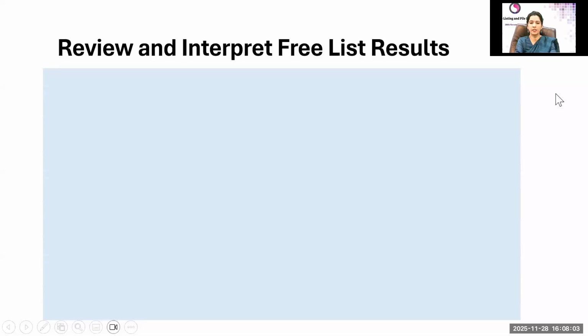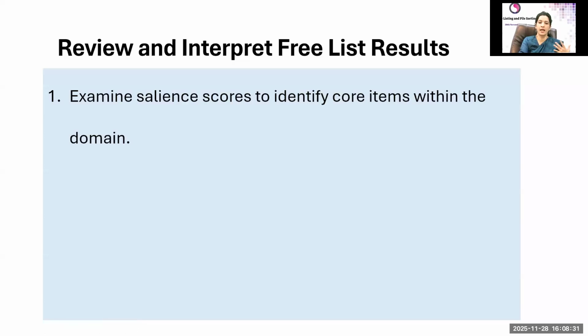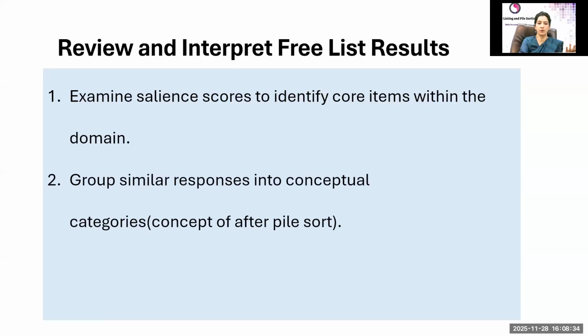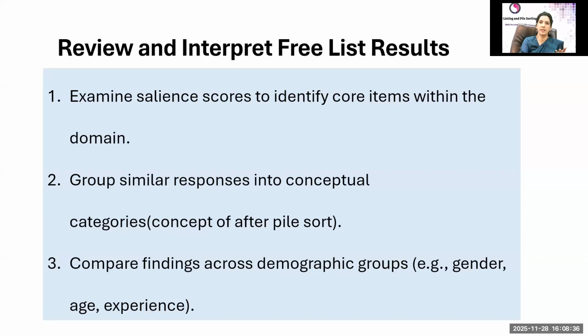And you can select a new set of sample, and the sample size for the pile sort is slightly higher than for the free list. Let's say in free list we say there should be at least 20. That's the optimum sample size. For pile sort, it is 30 or more. So you review and interpret the free list result, and keep only those items having a salience index of more than 0.1, and you can identify those core items within the domain, and then you can compare findings across the gender, as we have seen.